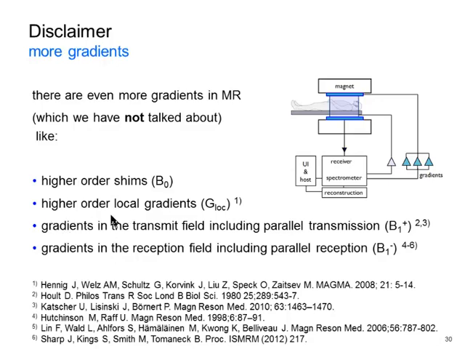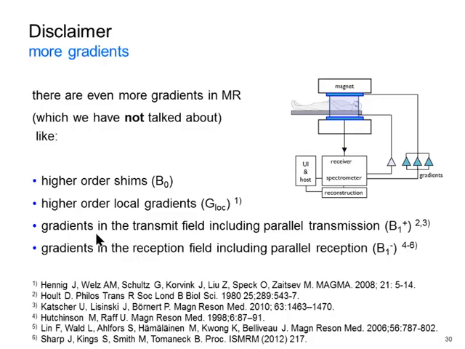Furthermore, there are higher order and very local gradients in use or under academic investigation. And those are also very interesting because they give us an even higher encoding capability than the normal constant gradients can do. On the other hand, they could represent a workaround for the problem of nerve stimulation because they are acting very locally. We haven't talked about the gradients in the transmit field.